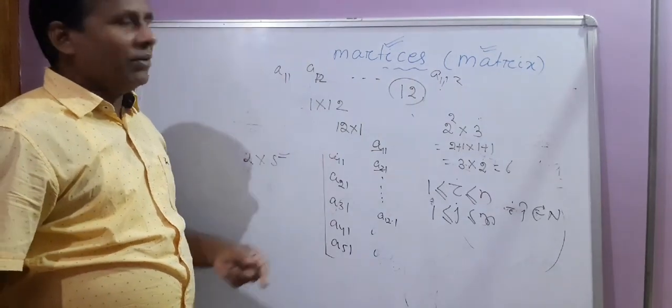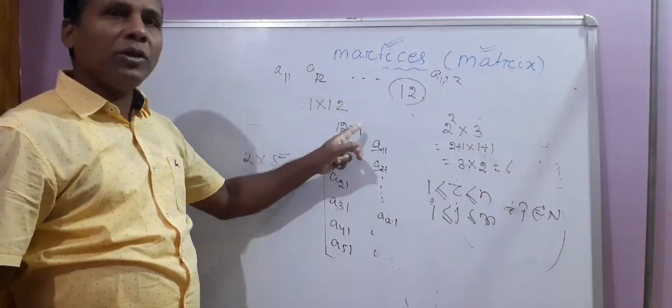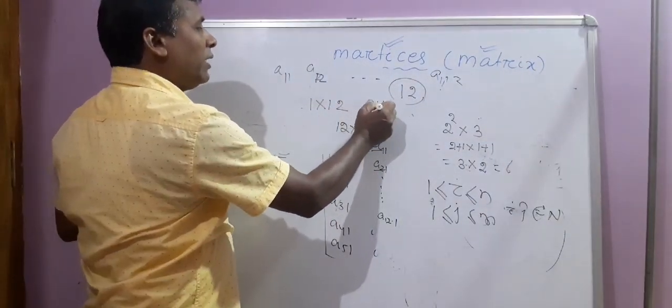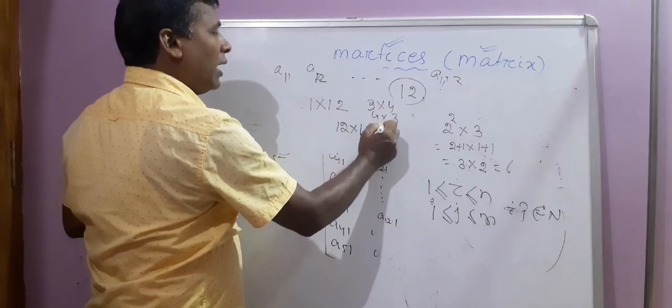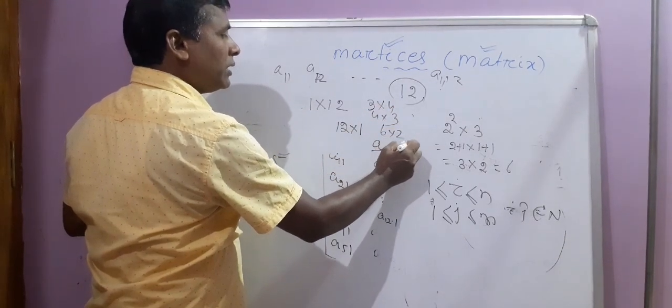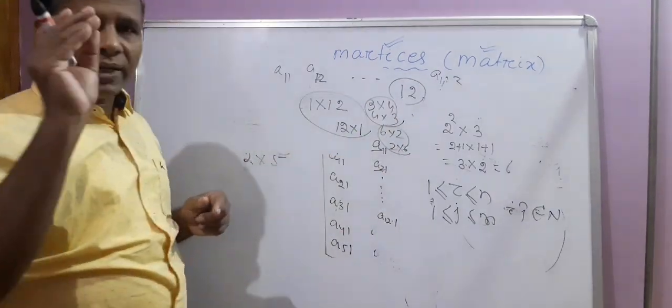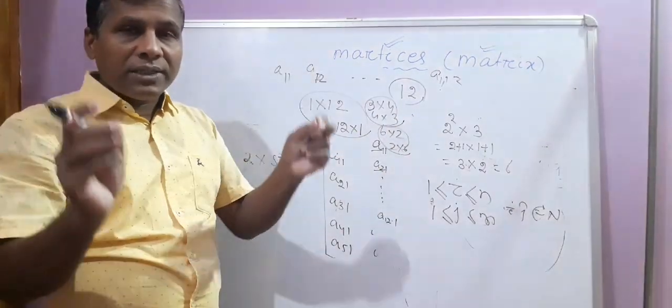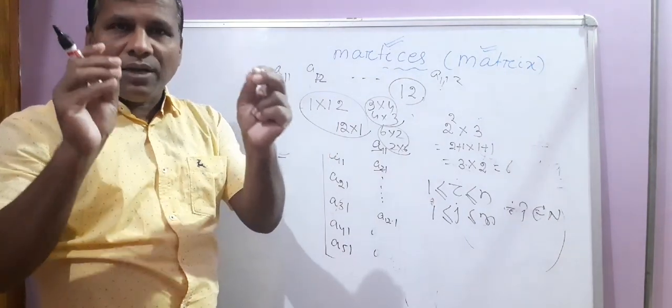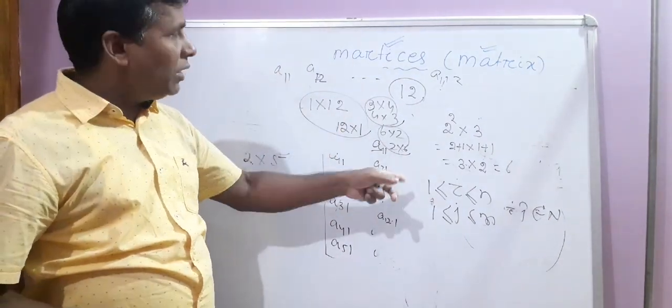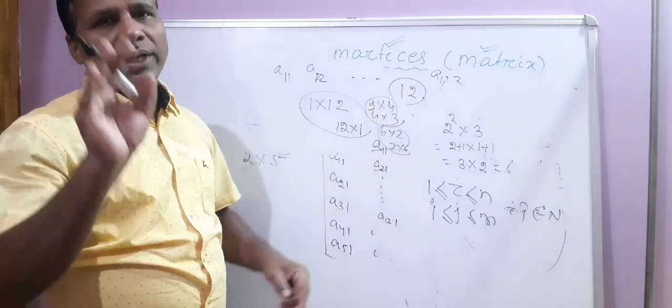So for 12, the possible orders are 1 cross 12, 12 cross 1, 3 cross 4, 4 cross 3, 6 cross 2 and 2 cross 6. Then 2 plus 2, 4 plus 2 is 6. There are 6 different orders of matrix that can be defined by using 12 elements.